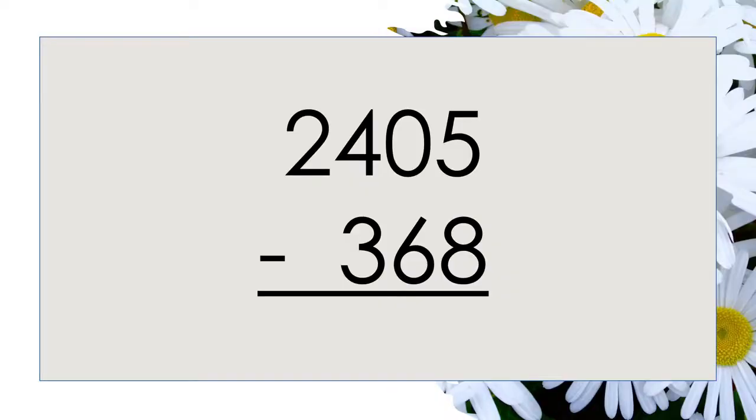There's one kind of subtraction problem that confuses a lot of people. A subtraction problem with a 0 in the top number. Let's see why this trips people up. We'll look at 2,405 minus 368.